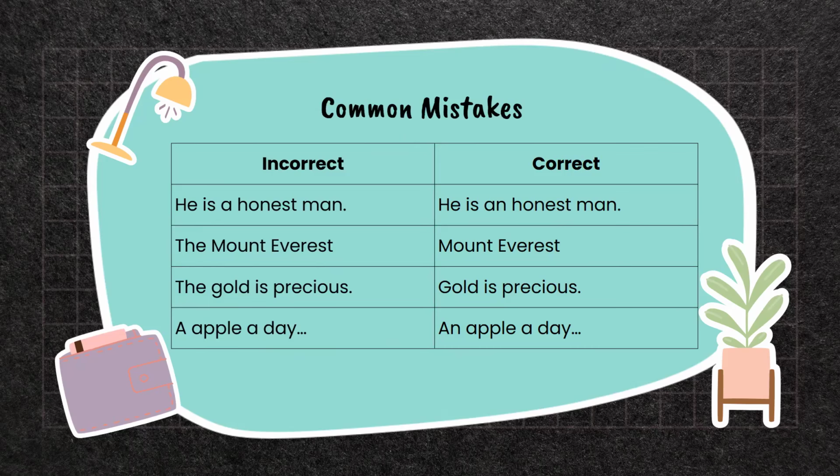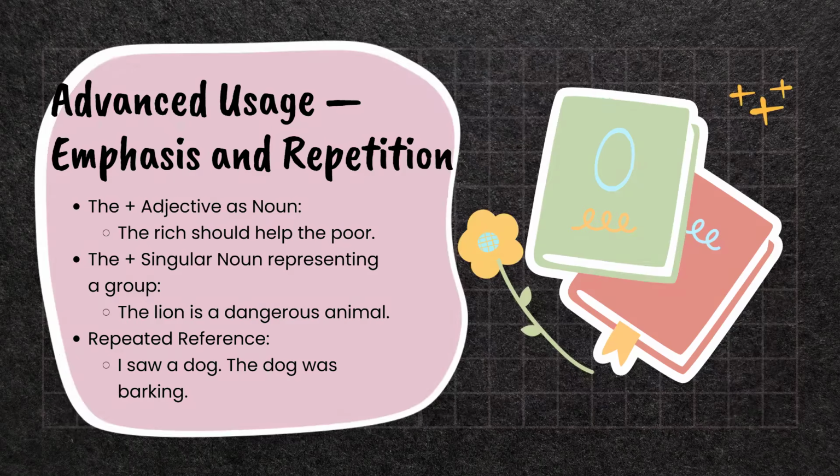The gold is precious. Here again, this sentence is wrong because we are denoting gold from a general perspective, and when we are talking in general, we don't require any kind of article. So I have to remove the and simply say gold is precious. A apple a day. It is a wrong usage of an article, because an apple a day keeps the doctor away. These mistakes may seem small, but they can affect the fluency and correctness of your language.